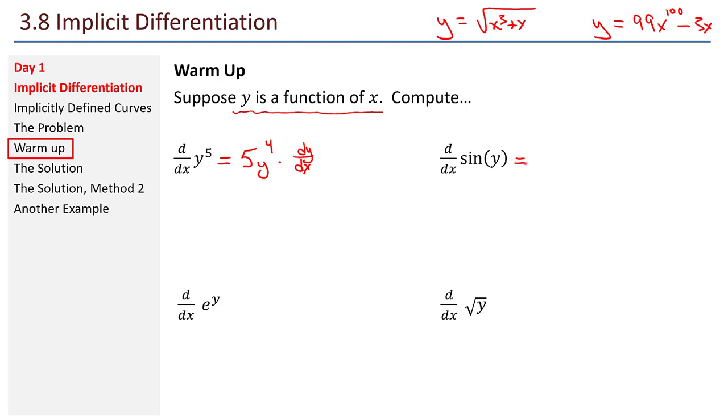The outside function is sine, the inside function is y. So I take the derivative of the outside, leave the inside unchanged, and then multiply times the derivative of the inside, dy/dx. On the bottom left, the outside function is just e to the something. I take the derivative of the outside, I get e, but the inside stays unchanged, it's still e to the y. Then multiply times the derivative of the inside, dy/dx. And how about this last one? Can you figure it out before I do?